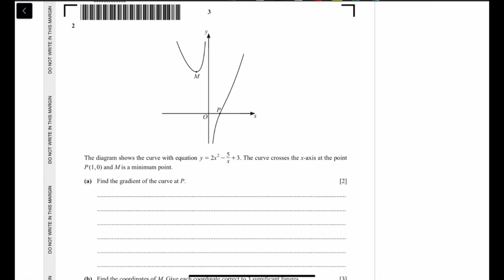Question number 2. The diagram shows the curve with the equation y equals 2x squared minus 5 over x plus 3. The curve crosses the x-axis at the point P, which has the coordinates 1, 0, and M is a minimum point. Find the gradient of the curve at P.